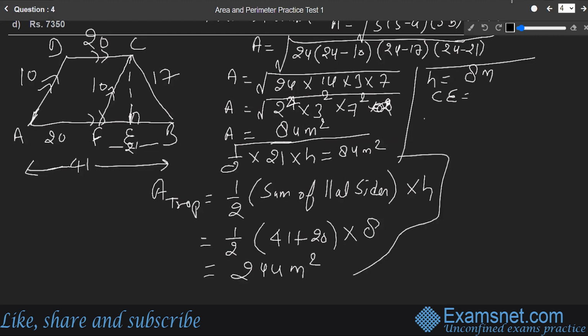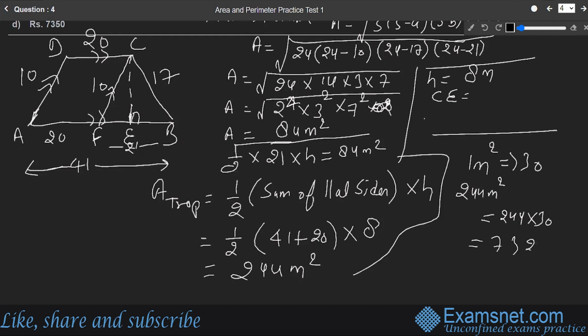He has asked to find the cost of leveling the trapezium at the cost of 30 rupees per meter square. So for 1 meter square, the cost is 30 rupees. So how much will be the cost for 244 meter square? Clearly it is a unitary method based question, that is 244 into 30, which is equal to 7,320 rupees. So this is the cost of leveling the trapezium.